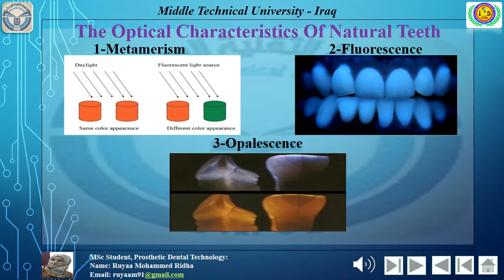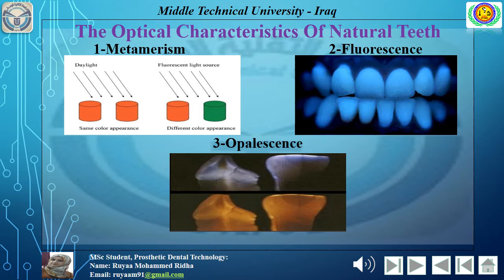The second optical characteristic is fluorescence. It means teeth absorb energy and convert it to light with longer wavelengths. The tooth becomes an actual source of light. It emits or releases light of 400 to 450 nanometers. The fluorescence of teeth and restorative materials can be influenced by several factors such as aging, temperature, and bleaching.